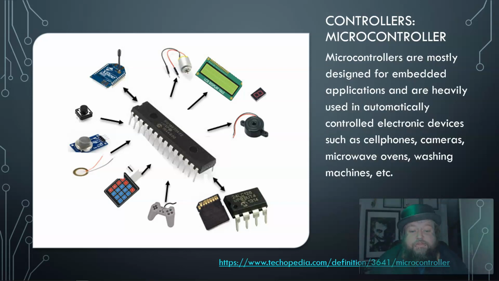Microcontrollers are mostly designed for embedded applications and are heavily used in automatically controlled electronic devices such as cell phones, cameras, microwave ovens, washing machines, etc. When it comes to things like cell phones, this doesn't mean what's running the actual OS on a smartphone. This means smaller built-in features, and those microcontrollers are connected to a microprocessor, and they're all working together to do some kind of task.